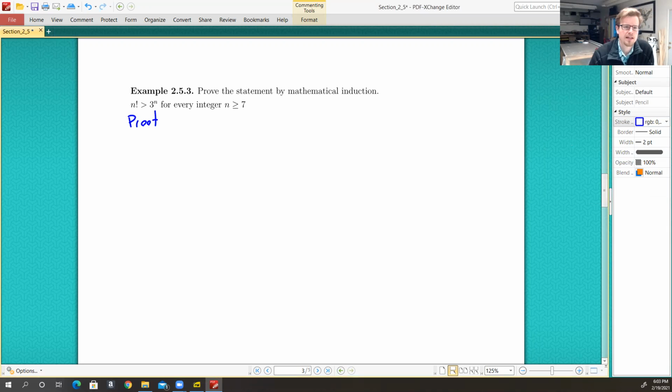We begin by indicating that we're beginning a proof, and then we identify the statement that we want to prove. And the statement in this case is that n factorial is greater than 3 to the n. And our base case would be when n is equal to 7. So n naught, our smallest possible value, is 7. From here, we perform our base case. We show the base case is true. So we let n be equal to the smallest possible value, 7.